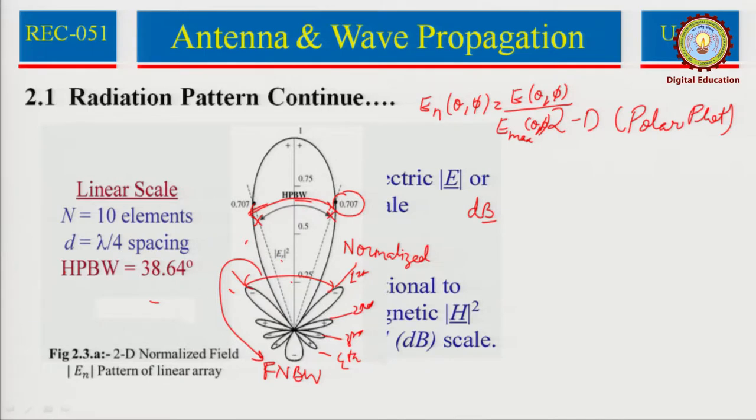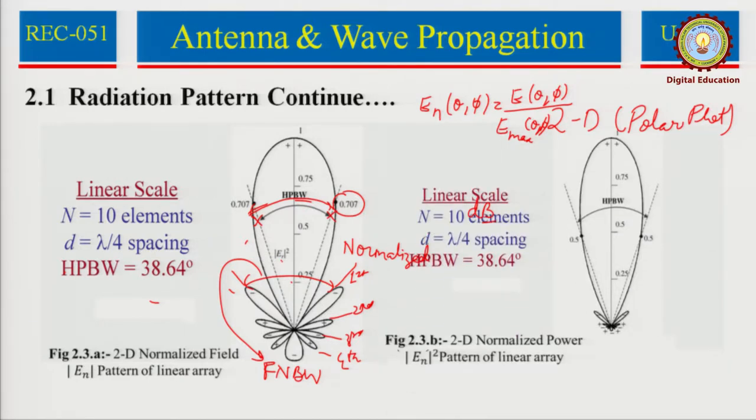Okay. Moving to the next slide, it is a field pattern and it is a power pattern. You can see the clear identification of the points 0.707 and 0.5. How is it happening? Because the square of 1 by root 2 is nothing but 1 by 2. So, the power pattern magnitude is the square of the electric field. Remember the definition of power pattern? We are doing the same.